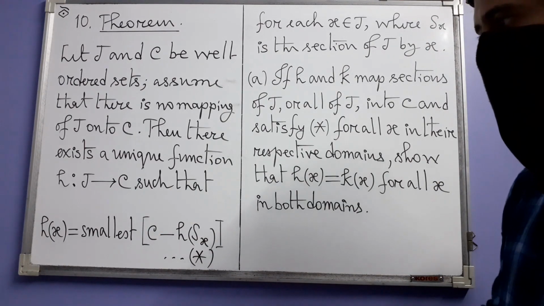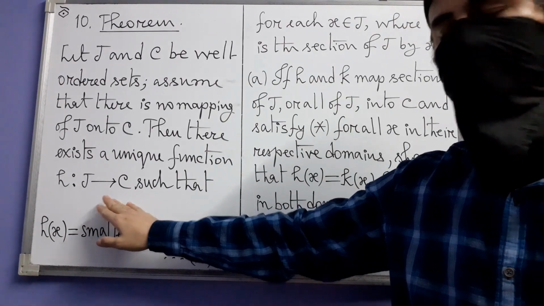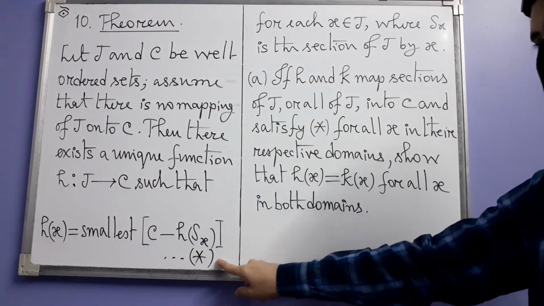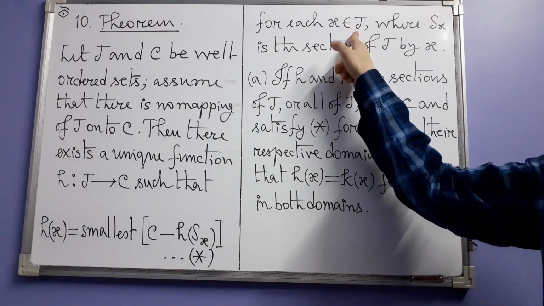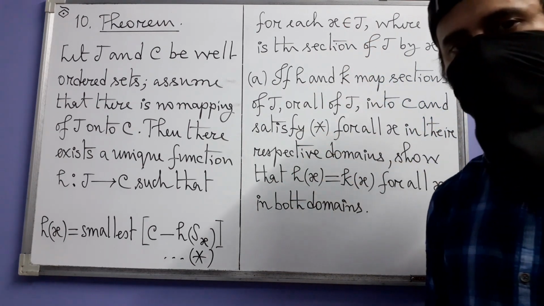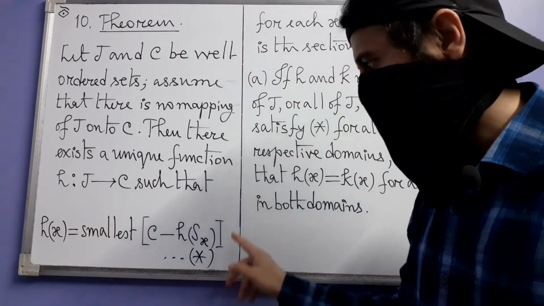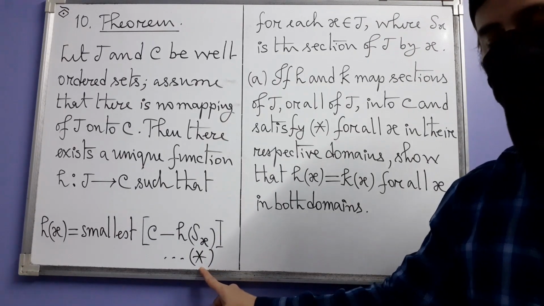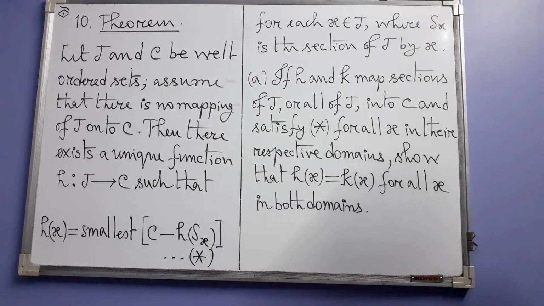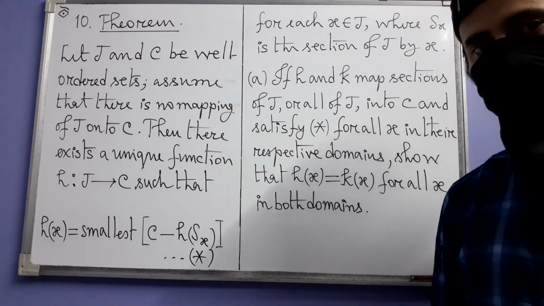Okay, so we have to prove that a unique such function exists for which this will be the case for every element x in J. That's the claim of this theorem. And this condition, this equation has been given a name also, star. Now let's see what the individual parts are that will ultimately be combined to have a proof of this theorem.